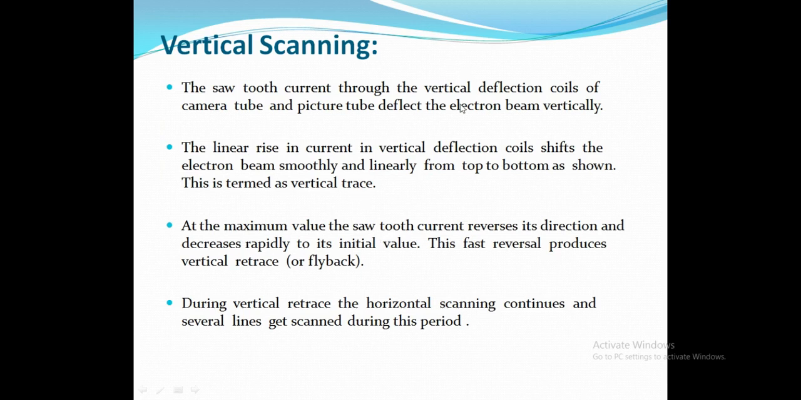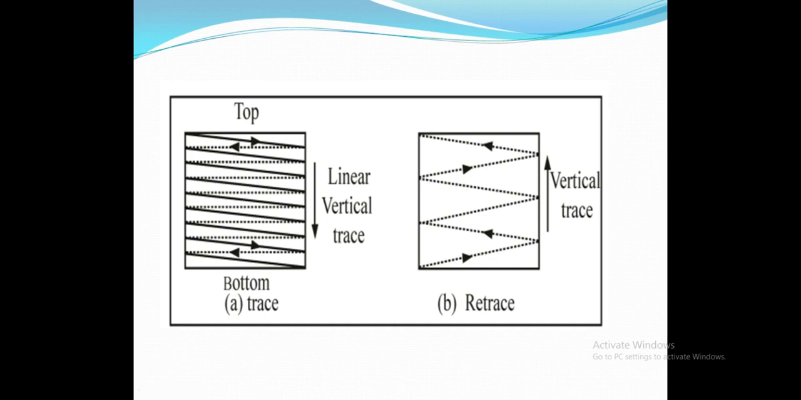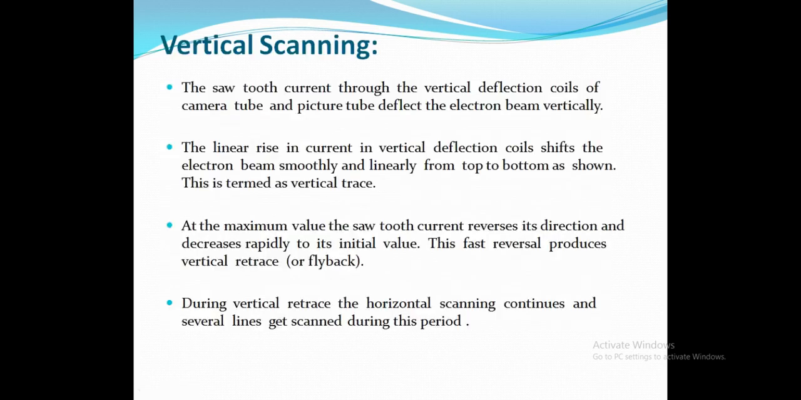So the sawtooth wave current through the vertical deflection coils of the camera tube and picture tube deflects the electron beam vertically only, both at the transmitter side and receiver side. The linear rise in the current in a vertical deflection coil shifts the electron beam smoothly and linearly from top to bottom. That is called a vertical trace. So top to bottom movement is called a vertical trace.